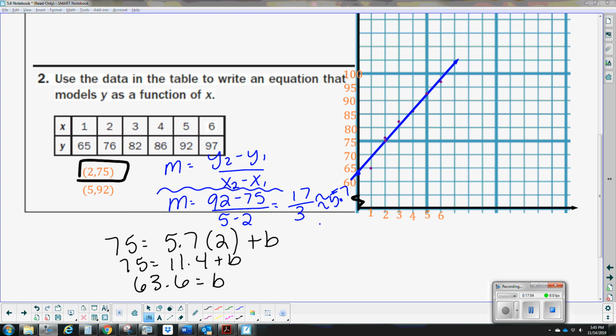So now I can write my equation. And I'm going to write it in slope-intercept form, y equals mx plus b. And I get y equals 5.7x plus 63.6.